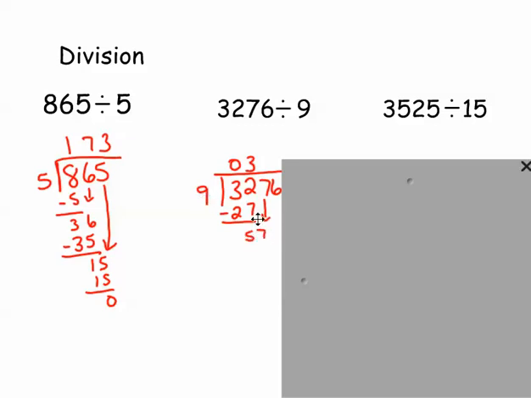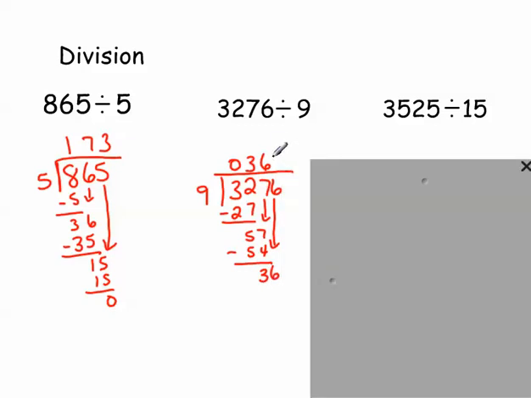9 goes into 57 6 times. That's 54. Bring down my next number. Goes into 36 4 times. 36. No remainder, so I'm finished. Again, do you see how my numbers are lining up here? Okay, it's really important that you line them up, like I said, especially when we get to decimals.